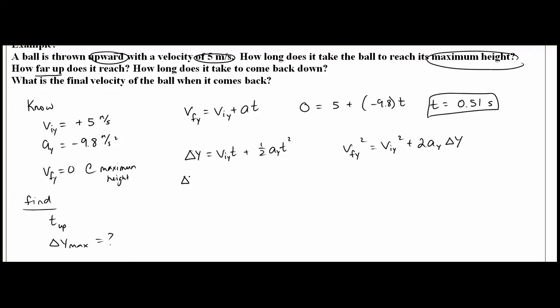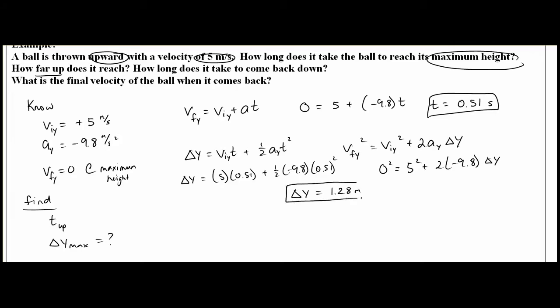So if I look at this first one, initial velocity of 5, my time I found is 0.51, plus 1/2 negative 9.8 times 0.51 squared. Or I could use the second one. At the tippy top, my final velocity is 0, my initial velocity is 5, 2 times negative 9.8 delta y. Either equation is going to get you a delta y value of 1.28 meters.